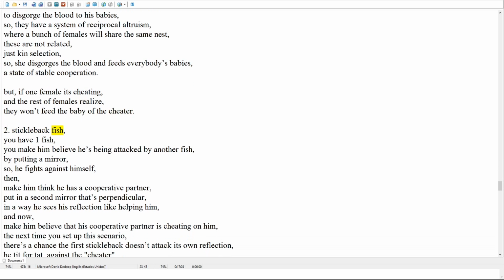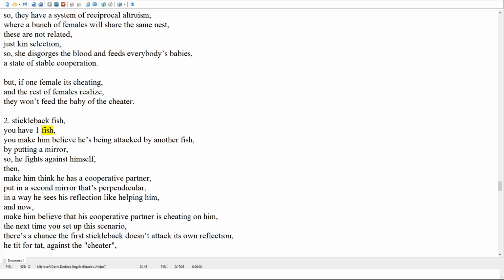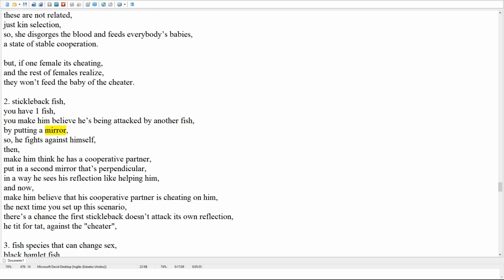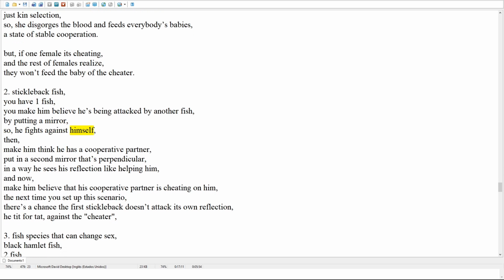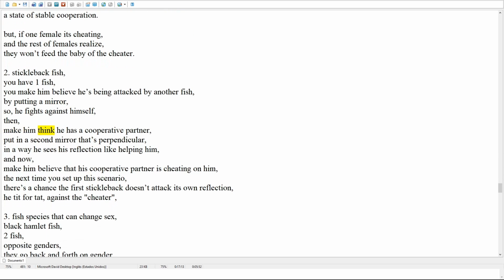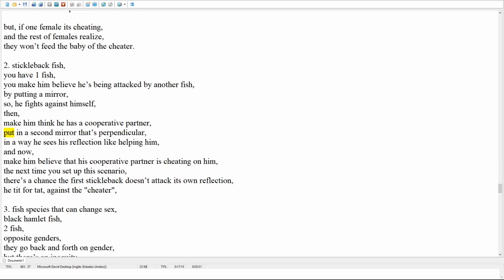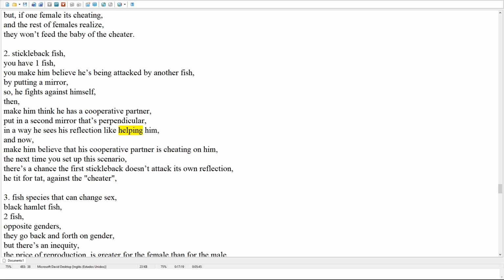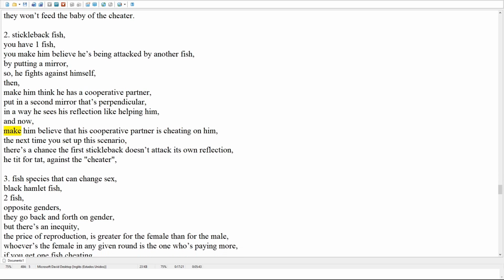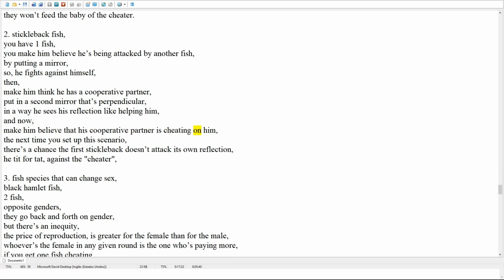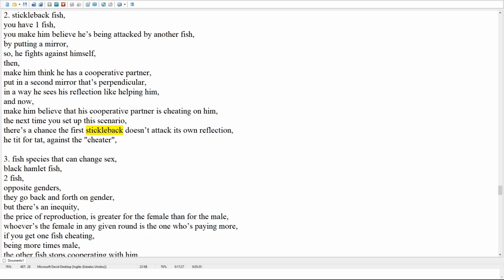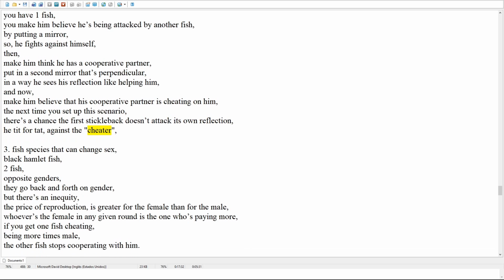2. Stickleback fish. You have one fish. You make him believe he's being attacked by another fish by putting in a mirror, so he fights against himself. Then, make him think he has a cooperative partner: put in a second mirror that's perpendicular, in a way that he sees his reflection as helping him. And now, make him believe that his cooperative partner is cheating on him. The next time you set up this scenario, there's a chance the first stickleback doesn't attack its own reflection. He tit-for-tats against the cheater.